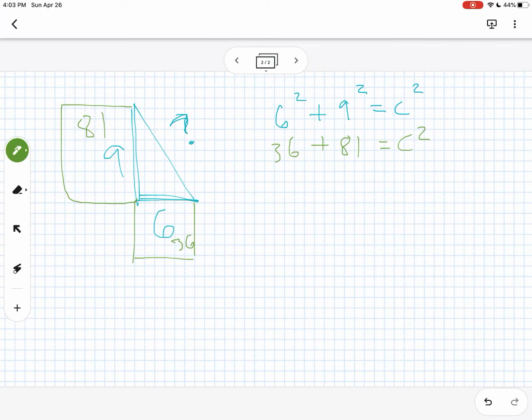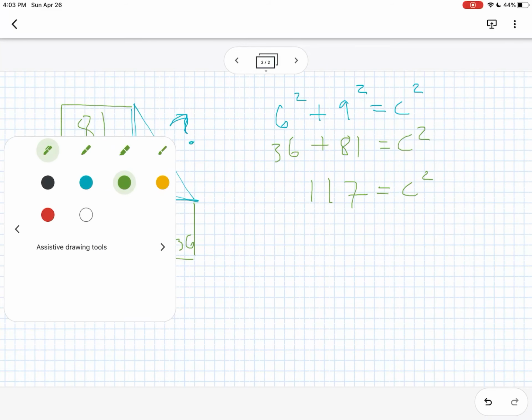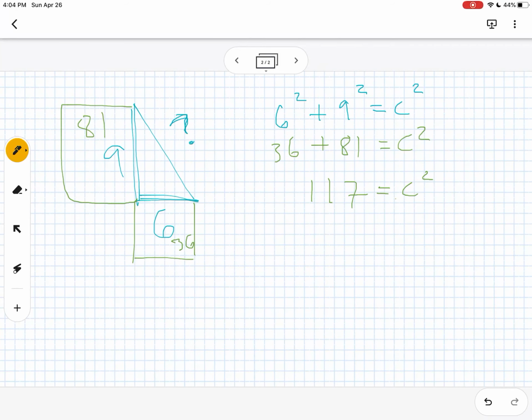Then I could pop over into a calculator, but actually, I can do this in my head. 36 plus 81: 6 plus 1 is 7, 3 plus 8 is 11. Yes, that's equal to C squared, which is 117. 117 is not a perfect square. So what we have to do to get rid of that C squared is take the square root of each side. So the square root of C squared, and the square root of 117.